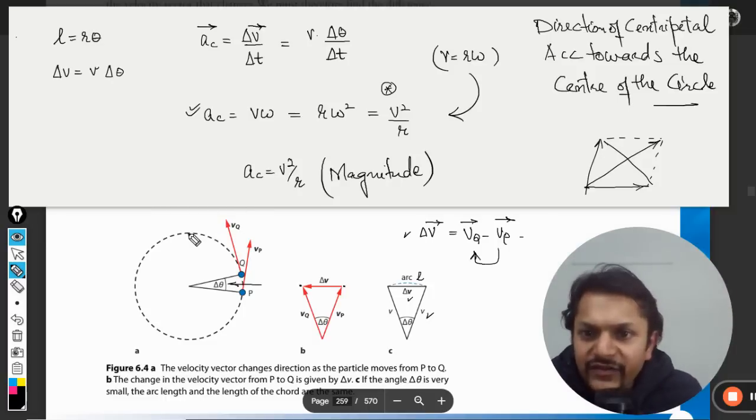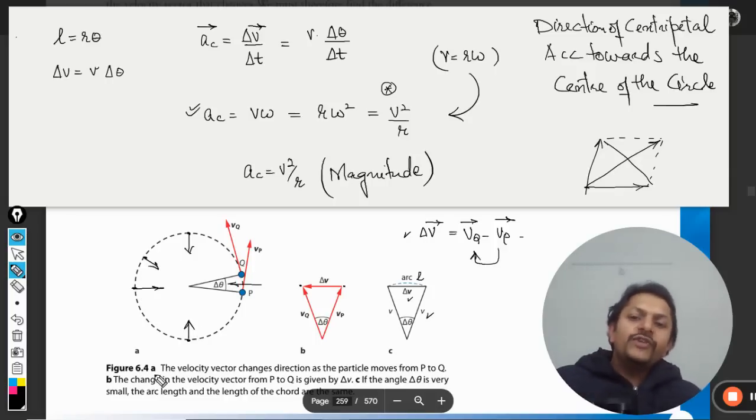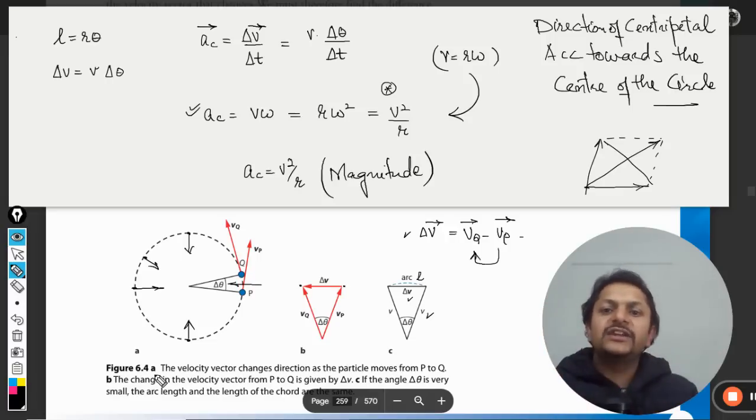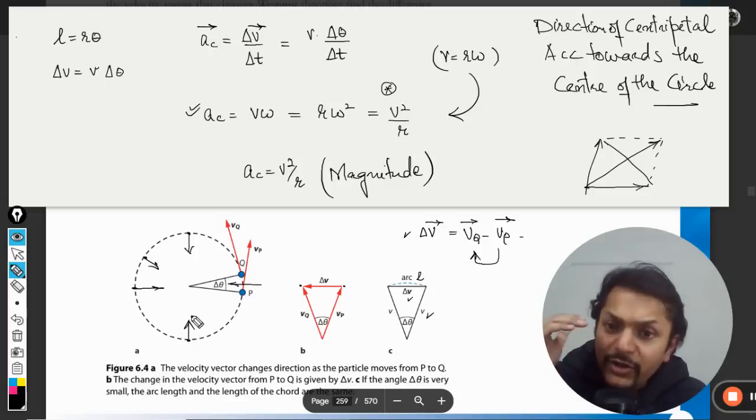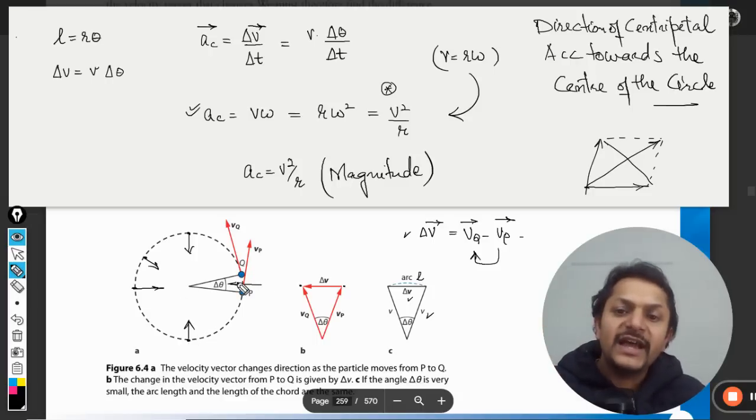Wherever it is, if it is at this position, the acceleration is downward. If it is at this position, it is like this. This position, it will be upward. So wherever you go, the direction of the centripetal acceleration is always towards the center, and because of this acceleration only, the direction has been changed.